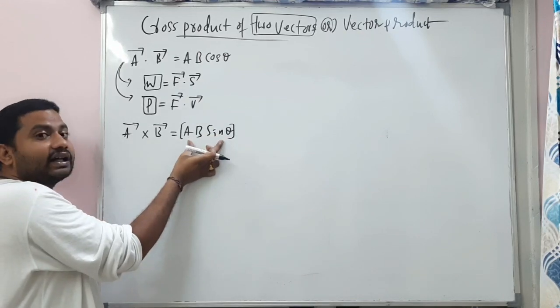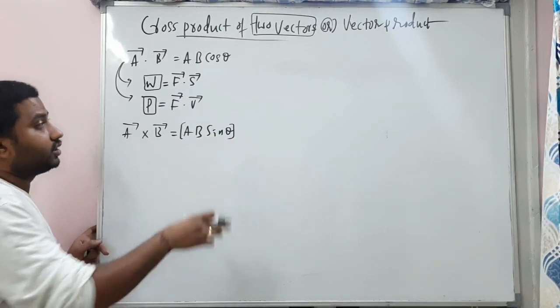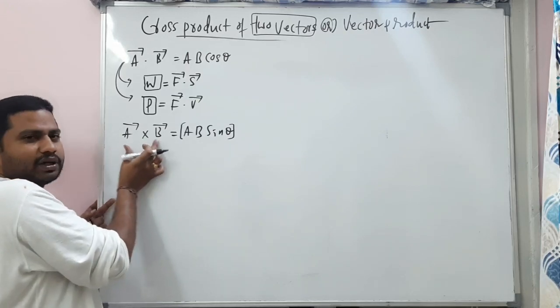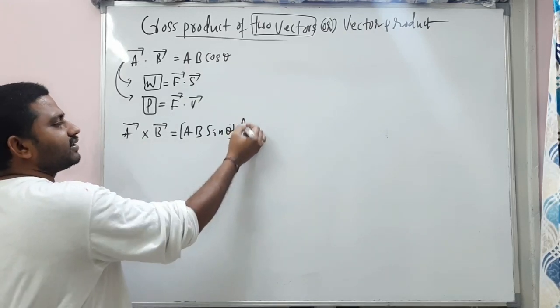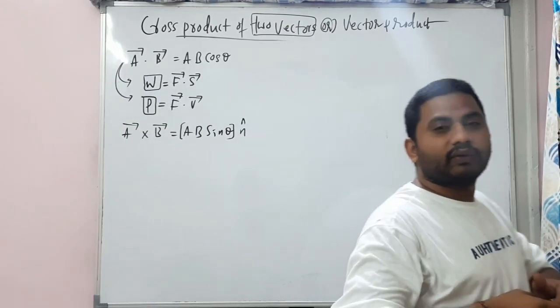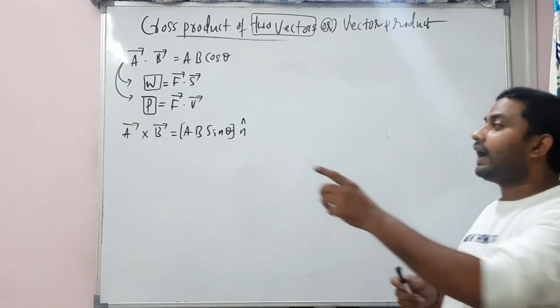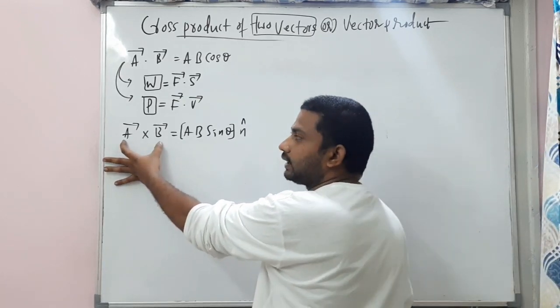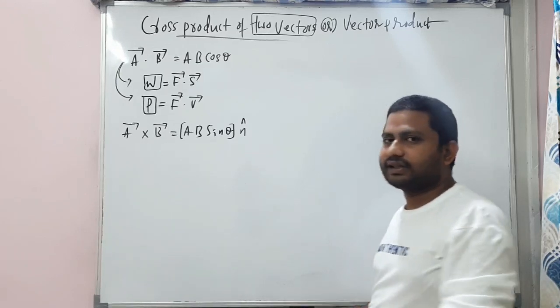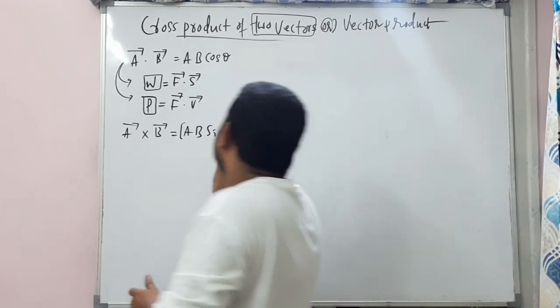But the vector will have both magnitude and direction. This is only the magnitude, and the direction of this A bar cross B bar is represented with the symbol n cap, the unit vector. What is that? Unit vector along the A bar cross B bar direction. That is important. Right? So the magnitude is fine.